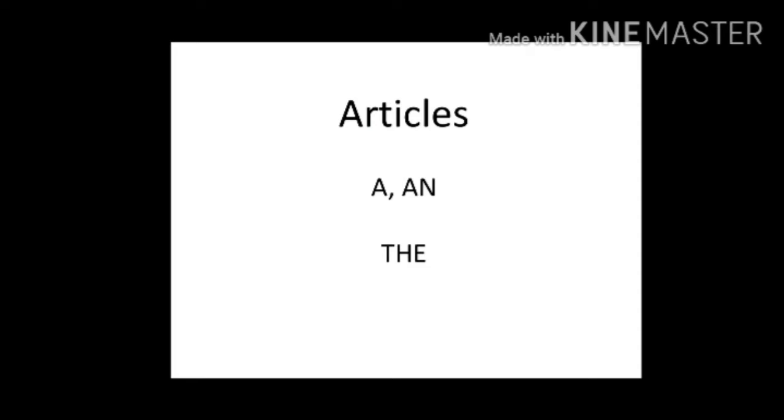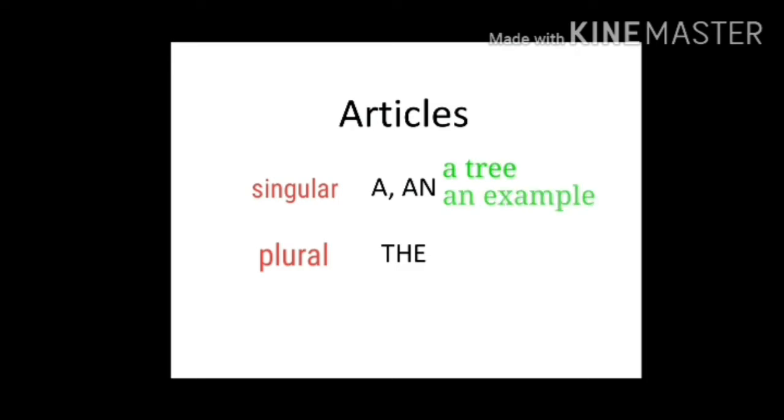So let us start. The general explanation for the difference between these three articles is that a and an are for singular nouns. The is for plural nouns. So we have some examples: a tree, an example, the trees, the examples. So this is the first general difference between these articles.